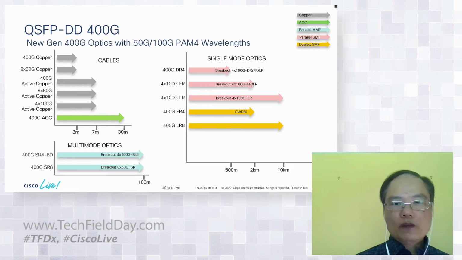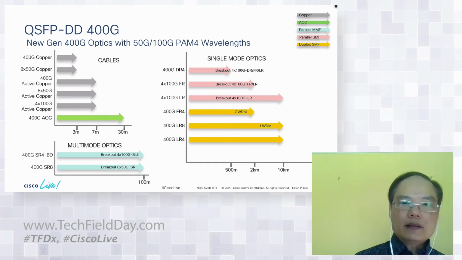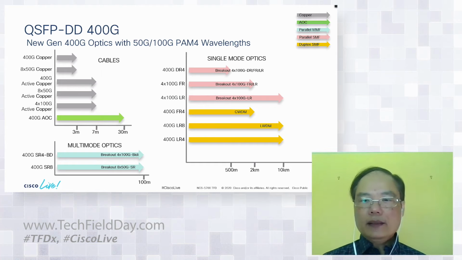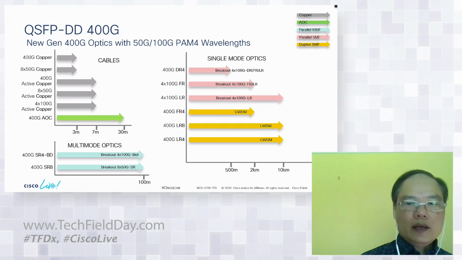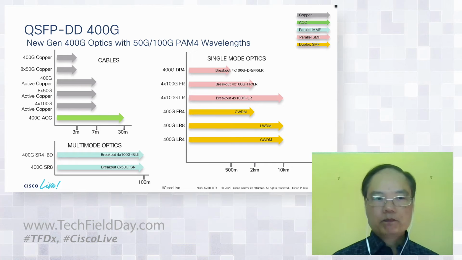For 10 kilometers, we have 2 versions. The first one is 400 gig LR8. The second one is 400 gig LR4. The LR8 is based on LAN WDM of 8 wavelengths, and the LR4 is using CWDM of 4 wavelengths. The LR8 will be available earlier, but we expect the LR4 will be cheaper when it comes out.